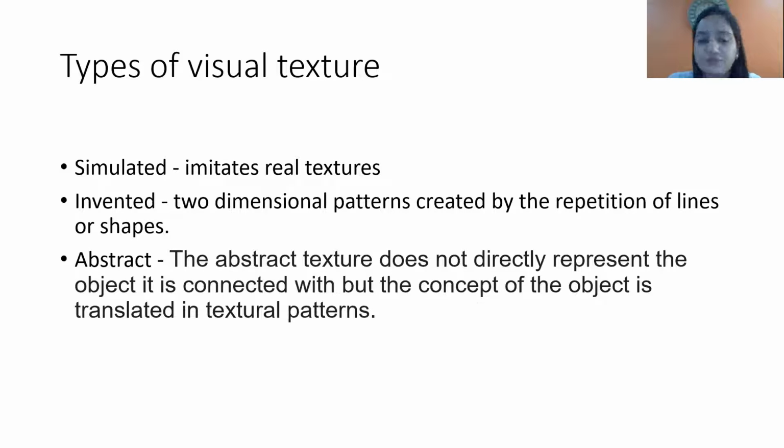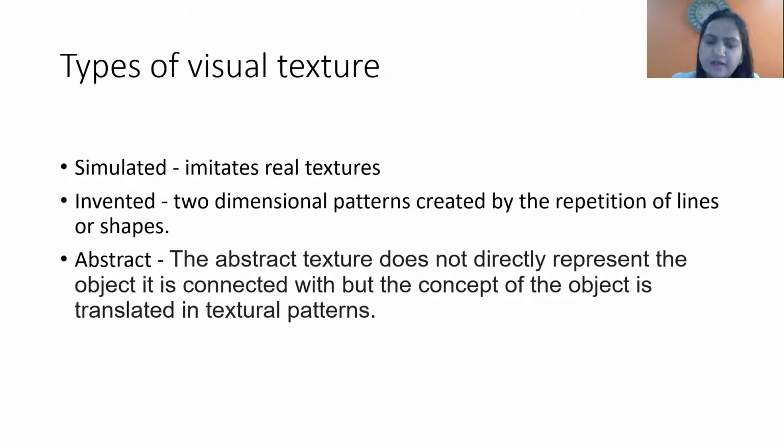Again, there are different subcategories of visual texture. One is simulated texture, another one is the invented texture, and the third one is the abstract texture. Simulated textures are not the real textures, they are an imitation of the original thing. For example, snake skin print, animal skin print. That comes under the simulated category of visual texture. Invented textures are created intentionally by using a two-dimensional pattern or by a repetition of some lines, shapes, or any 2D or 3D object. We are creating a texture. It's not actually present in nature.